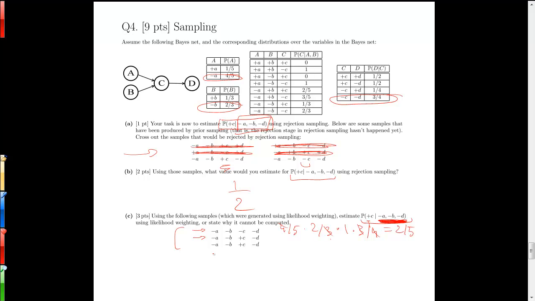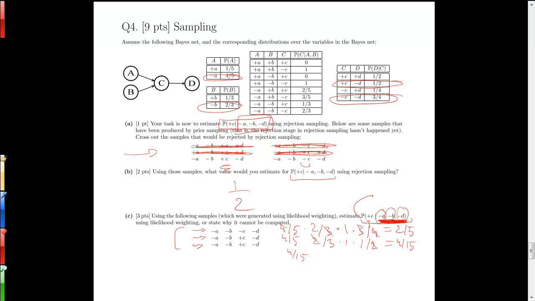For the second sample, when we get to A, we force it to be minus A because it's part of the evidence. That's a reweighting of 4/5. When we get to B, we force it to be minus B because it's sitting in the evidence. That's a reweighting of 2/3. When we get to C, we sample it, so no need to reweight. When we get to D, we force it to be minus D because it's in the evidence. Minus D given plus C, that's this entry over here. So that's a reweighting by 1/2. Altogether, this gives us a reweighting by 4/15. Then the third sample is identical to the second sample, so the weight here is also 4/15.